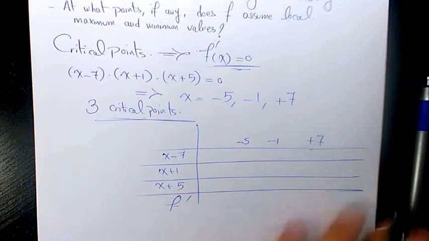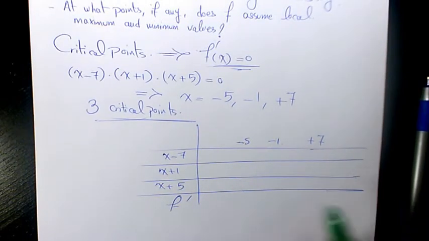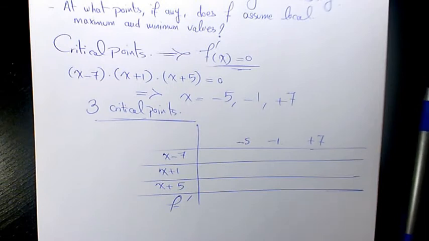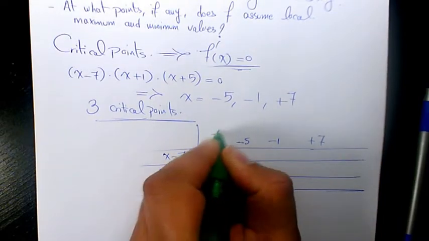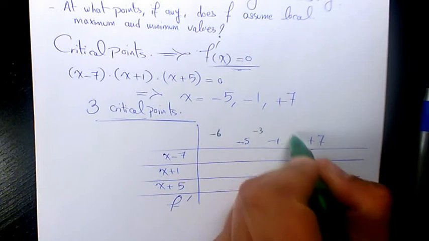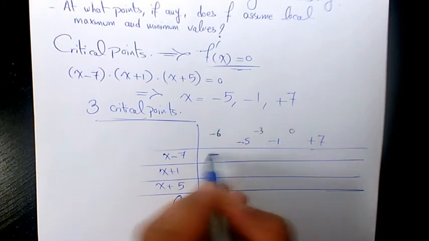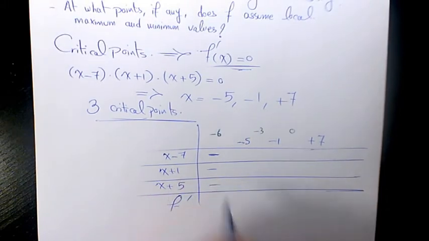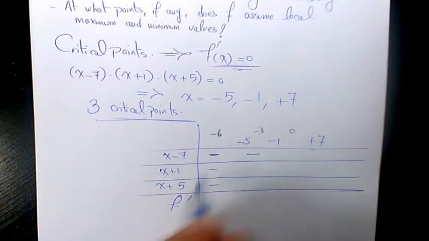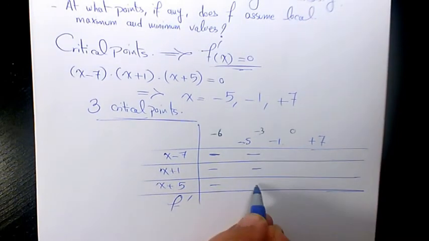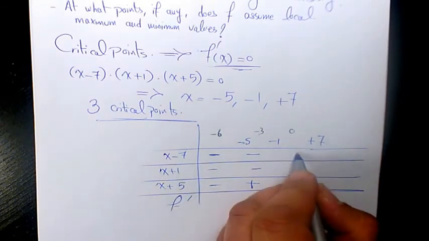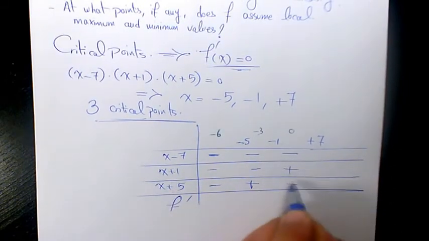So we assume different numbers for each interval for simplicity, and we know that in each interval or each region the sign of f prime is not changing. If it's negative, it's going to be negative for the whole region. If it's positive, it's going to be positive for the whole region. So I'm going to assume a number for each interval, negative 6, negative 3, and 0. When you sub it in, negative 6 minus 7 is negative, negative 6 plus 1 is negative, negative 6 plus 5 is negative. Negative 3 minus 7 is negative, negative 3 plus 1 is negative, negative 3 plus 5 is positive. 0 minus 7 is negative, 0 plus 1 is positive, 0 plus 5 is positive.